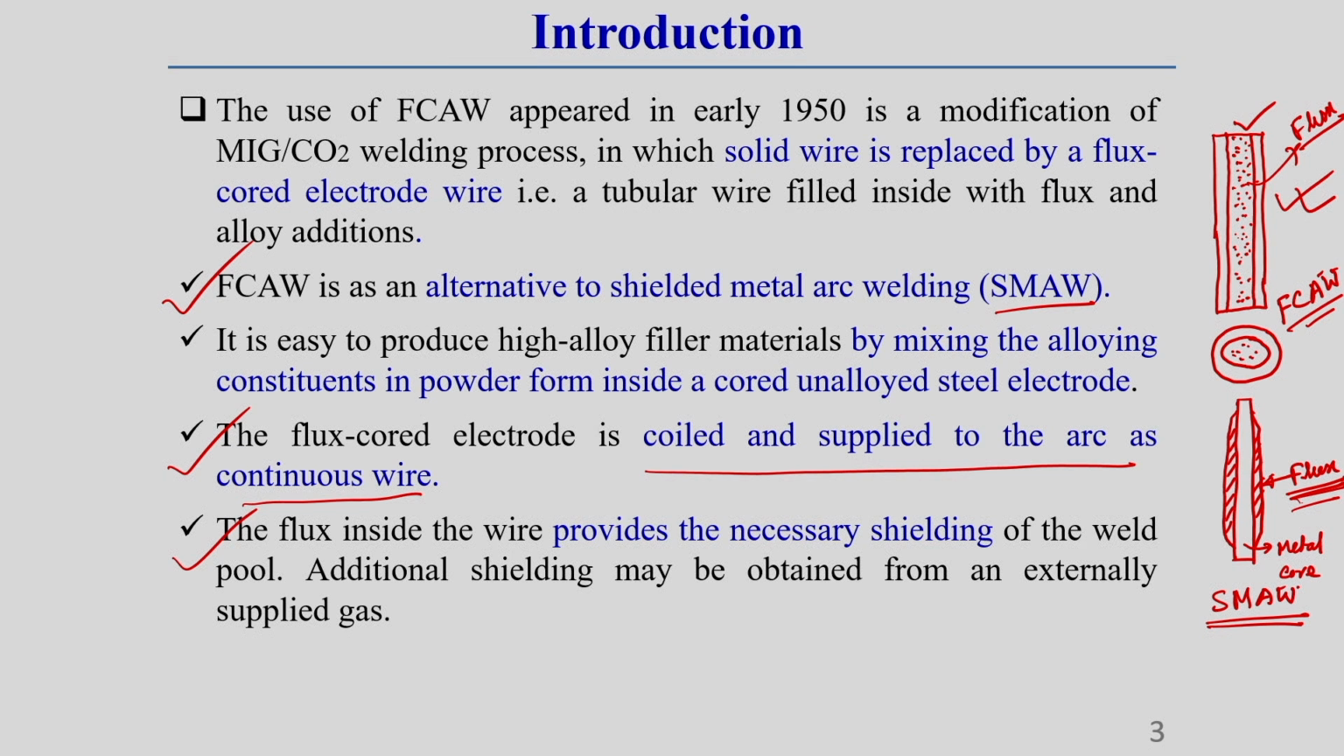Sometimes we can use some extra shielding for advanced types of application, especially for thick sections, where more shielding is required. There we can use an extra shielding arrangement, that means an extra shielding gas supply, which will help, in addition to the gases from the burning flux, to protect the weld pool from atmospheric contamination.